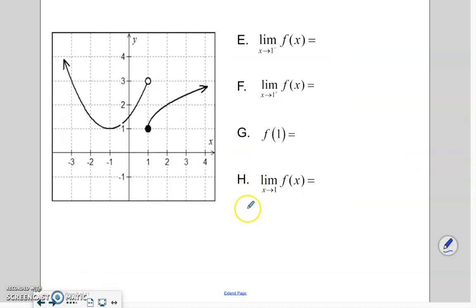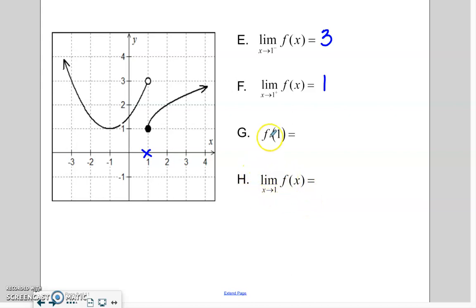Okay, we're going to see some different things happening here. So the limit as x approaches 1 from the left. So here's 1. So when I follow the curve, as I get closer and closer to 1 on the x, it's leading me to 3. But look what happens. When I do 1 from the right side, I get a different answer. I get 1.